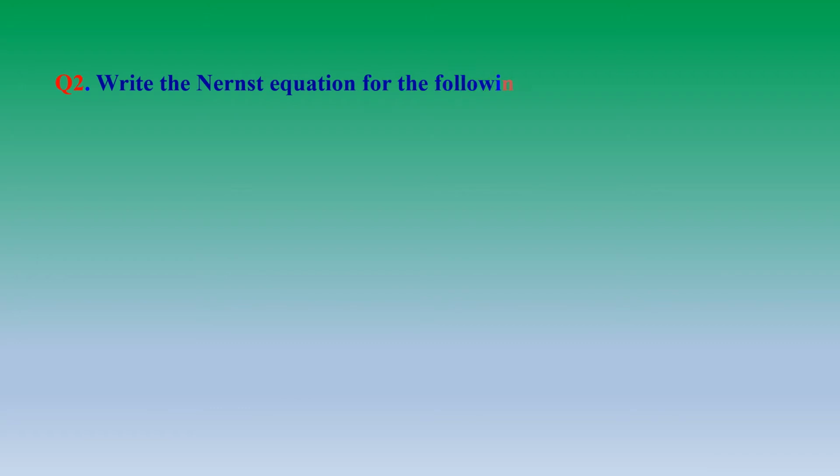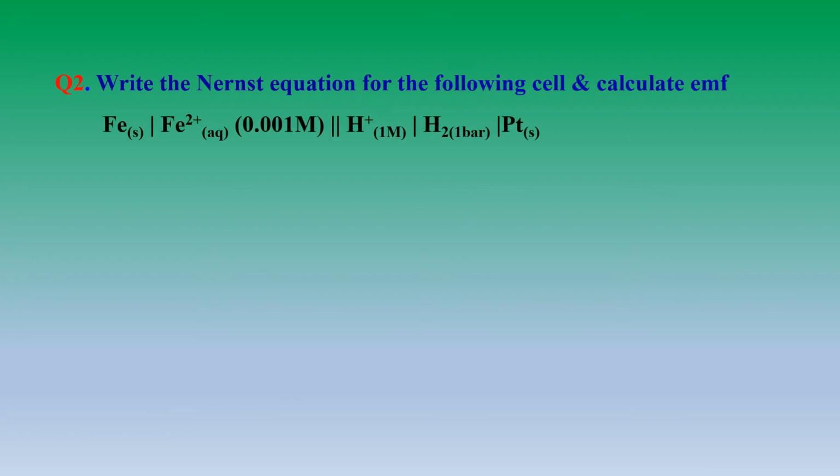Second problem: write the Nernst equation for the following cell and calculate the EMF. Fe | Fe2+ (concentration 0.001 molar) || H+ (1 molar) | H2 (1 bar pressure) | Pt. This represents the standard hydrogen electrode. E naught of Fe2+/Fe is given as minus 0.44 volt.